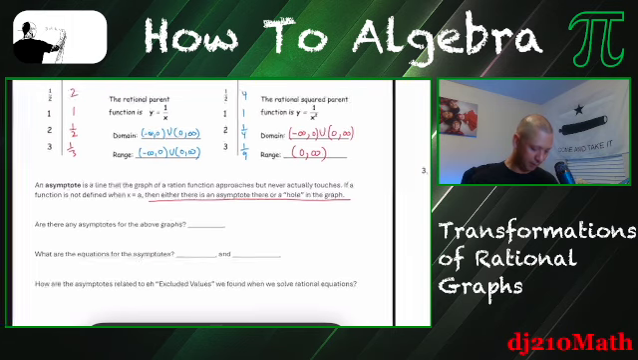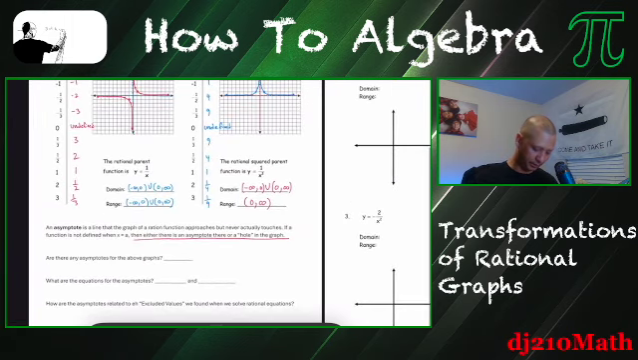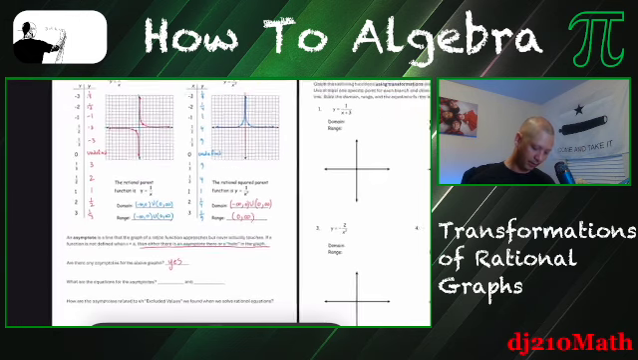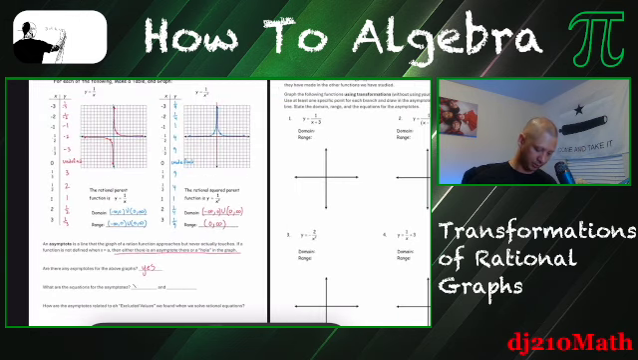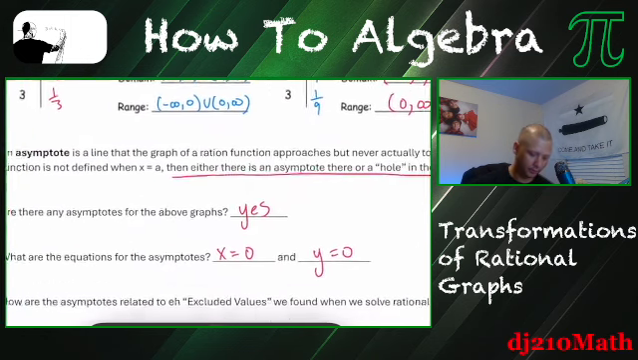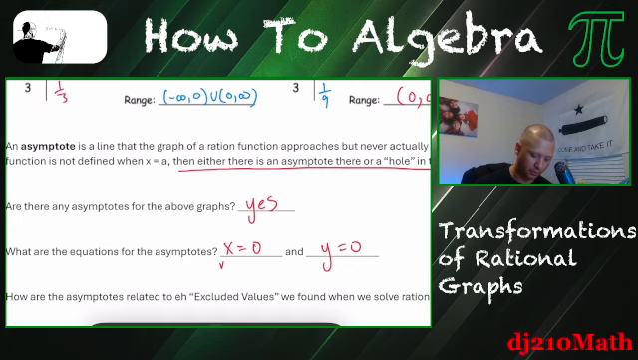All right. Are there any asymptotes in the graphs above? We already said yes, there is. What are the equations for the asymptotes? Okay, so the asymptotes for these particular graphs are x equals 0 and y equals 0. X equals 0 is the vertical, and y equals 0 is the horizontal.